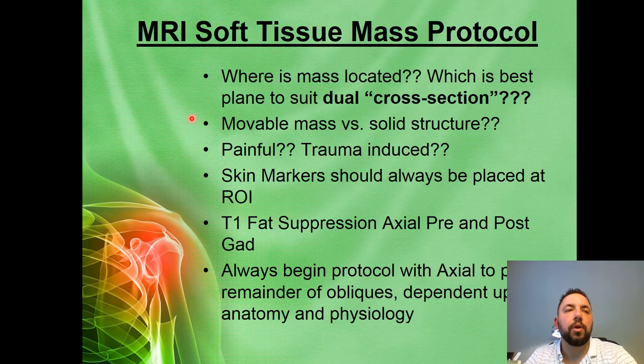So anytime we're looking at a soft tissue mass protocol, the question is always raised, where's the mass located? Which is the best plane to suit what we're going to call our dual cross section? We start with an axial. If we start with an axial, what then would be the best scan plane to be next? If we're looking at it from, let's say I have a mass and the mass is anteriorly located on the front of the humerus. Once we acquire our axials, if we're looking at, let's say, a biceps mass, following our axials, our sagittal plane would be the best cross-sectional scan plane to visualize something that is anterior.